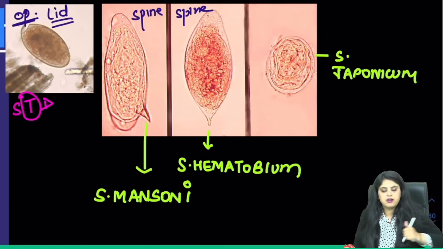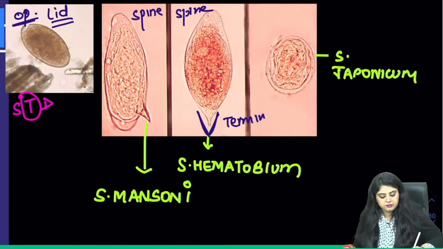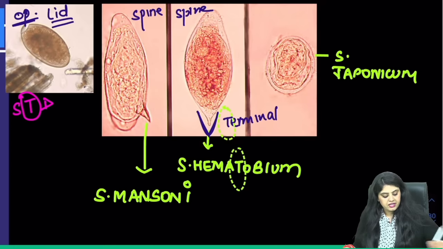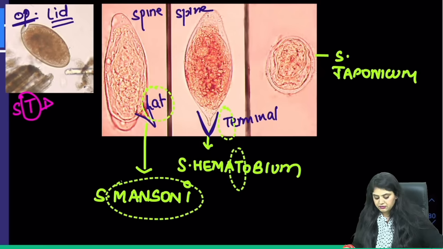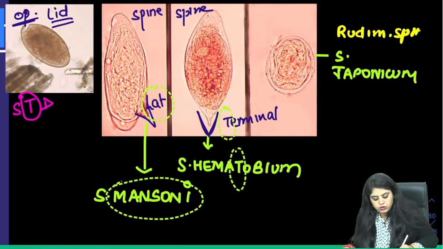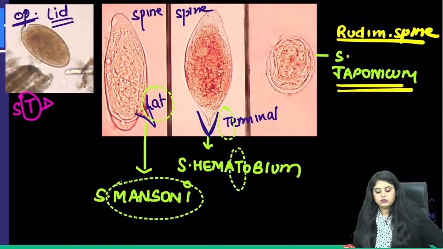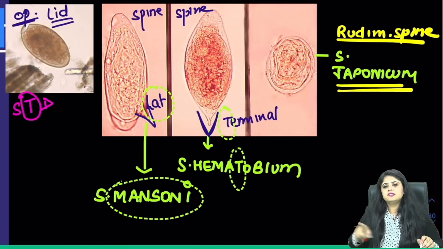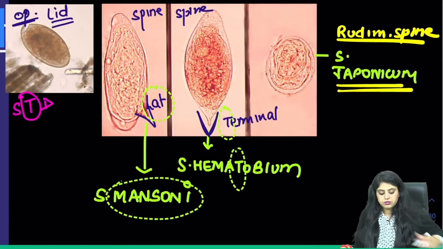One last time in your life, how did you identify these? Schistosoma haematobium, I can see a terminal spine. Terminal spine, T, is only seen in haematobium, right? Where do you see a lateral spine? Lateral spine is going to be seen in the one lying down, sleeping man, so that is mansoni. And which of them is going to have a rudimentary spine, not showing you any spine, that is going to be Schistosoma japonicum, right? So please note, these schistosomas will show you spines, because in the life cycle you will see spinous eggs and tick mark Schistosoma right away. So the trematodes are also done.